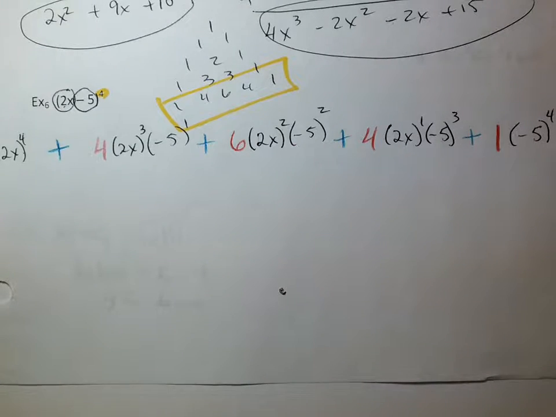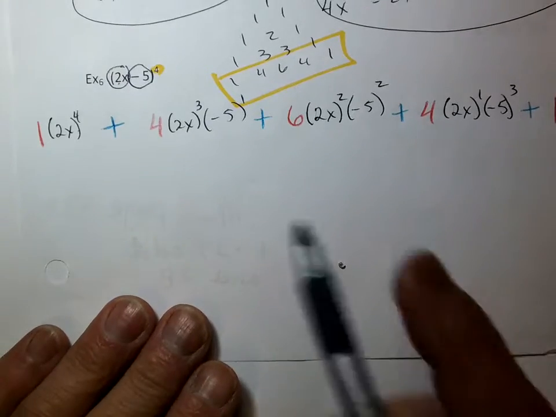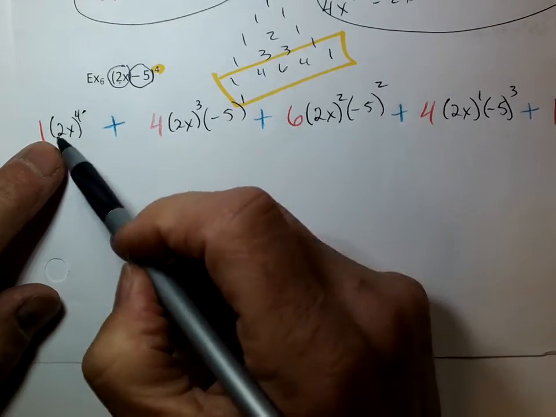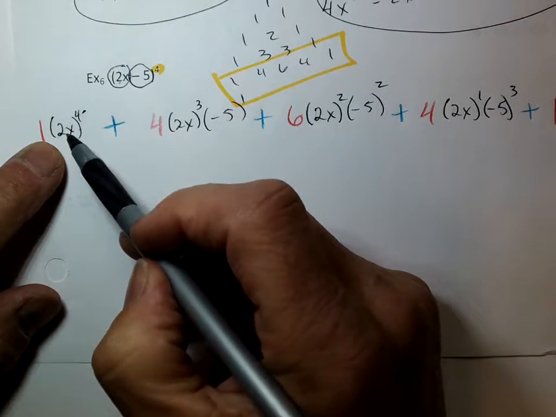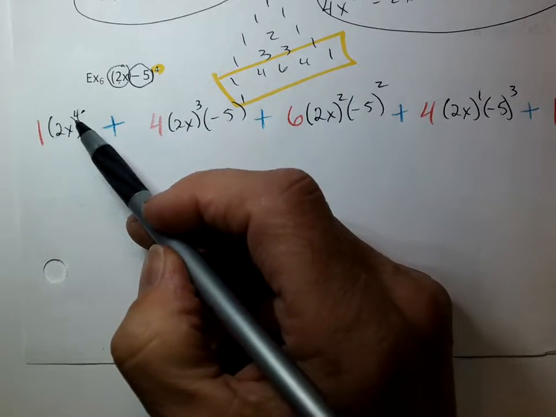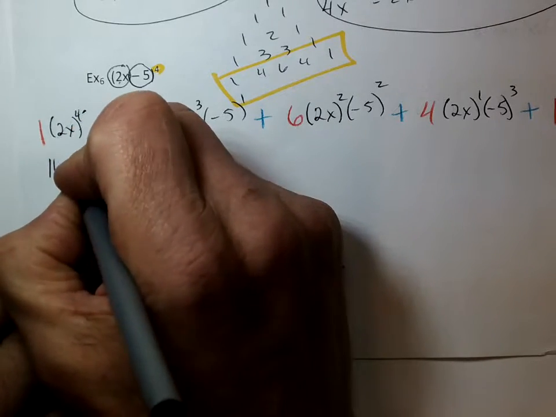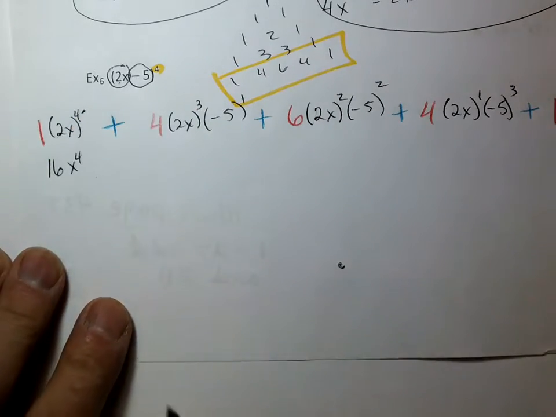All we have to do is simplify it. Now we've got to be careful. So we simplify it. I need to do 2 to the 4th, or 2x times 2x times 2x times 2x. 2 to the 4th power is 16. 16x to the 4th.